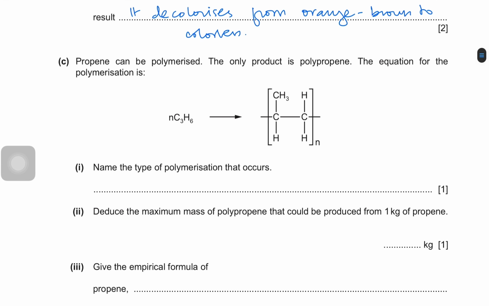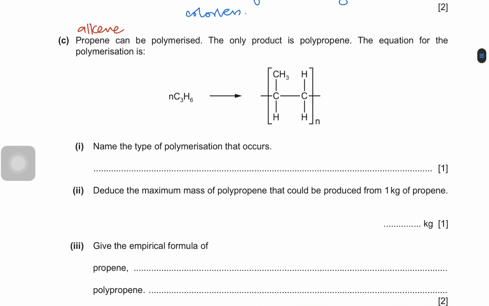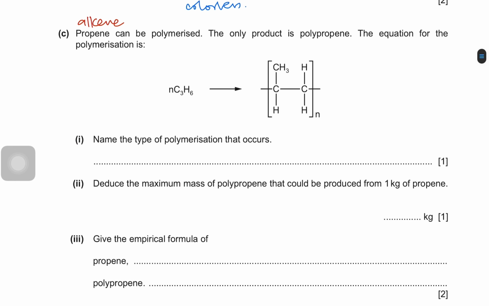Propene can be polymerized. Propene, by the way, is an alkene. The only product is polypropene. The equation for the polymerization is already given. n means any integer.